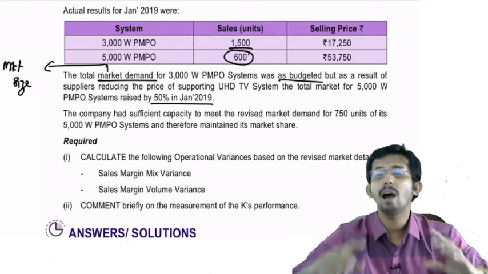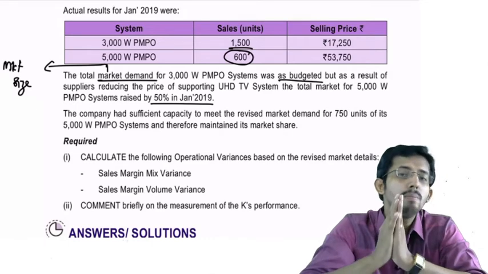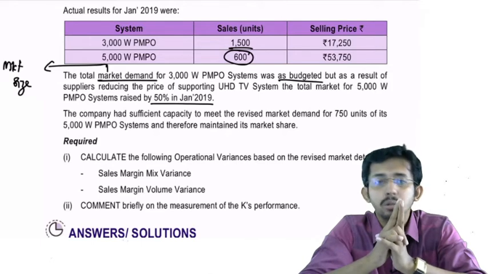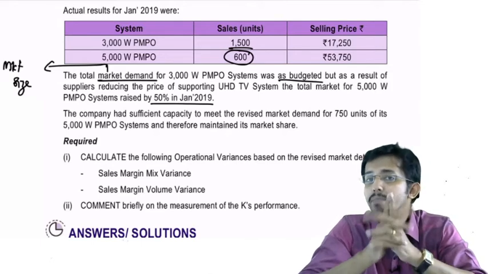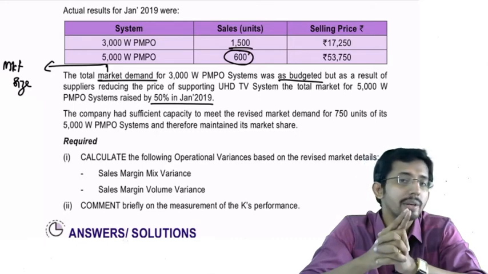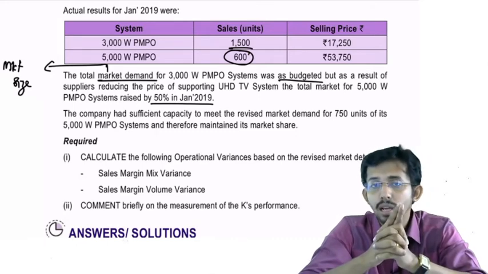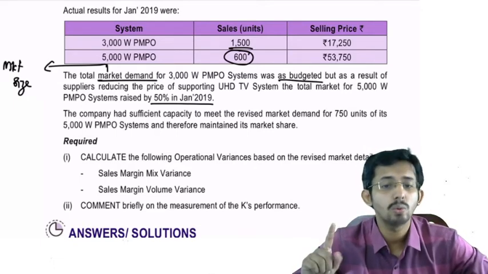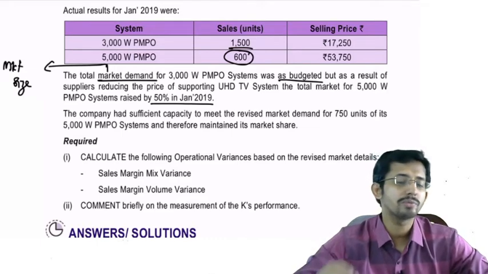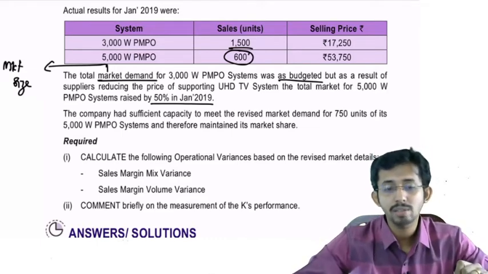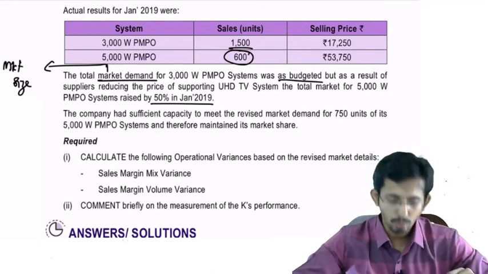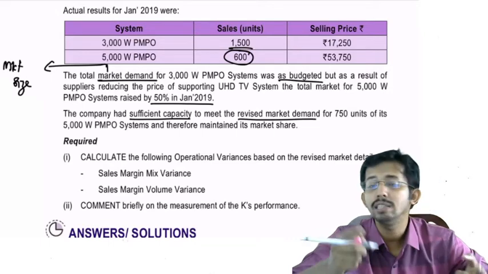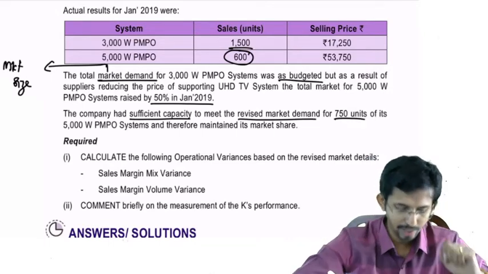He says that the market information says that the overall market size of the 5000 model audio systems has increased by 50%. So the increase in the market size for the 5000 watt model is 50%. Now the company had sufficient capacity to meet the revised market demand for 750 units of these 5000 watt PMPO systems and therefore maintain its market share. So the company had sufficient capacity to meet the revised market demand. What is the revised market demand? 750 units for the 5000 PMPO.